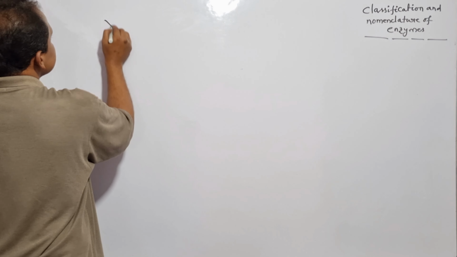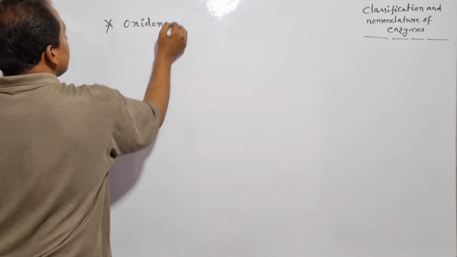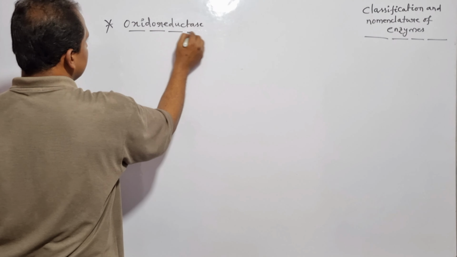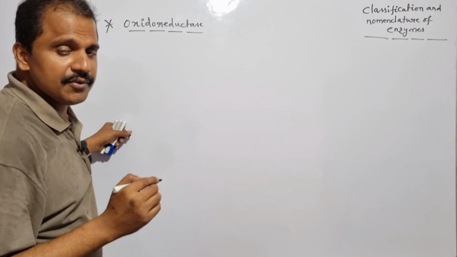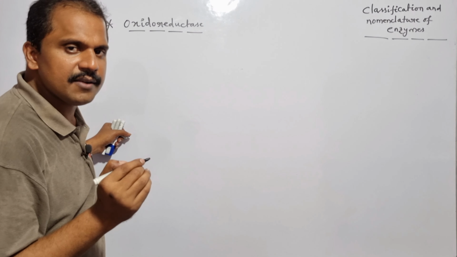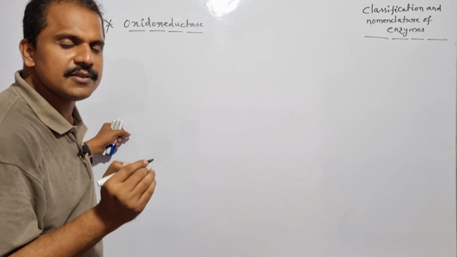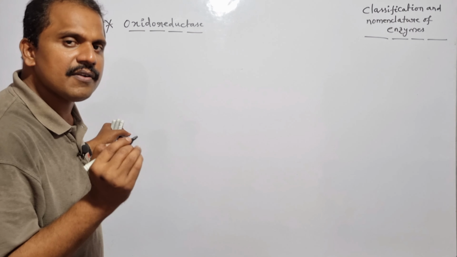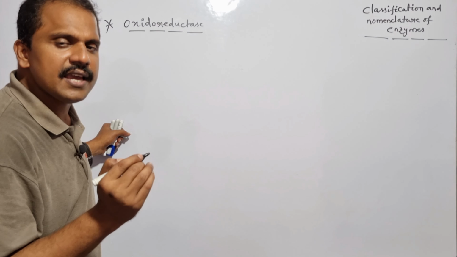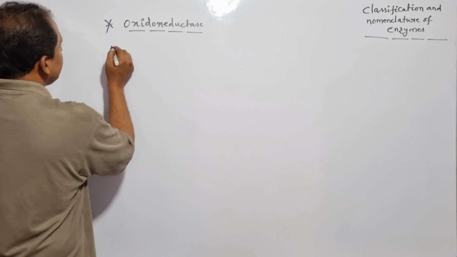So at first, if we consider oxidoreductases, what are oxidoreductases? As I have already mentioned, oxidoreductases are the specific enzymes which are responsible for the removal of oxygen atom or hydrogen atom, and also for the removal of electrons from one particular substrate and they transfer it to another substrate. Such specific enzymes are termed as what? Oxidoreductases. Let me write it on the board.